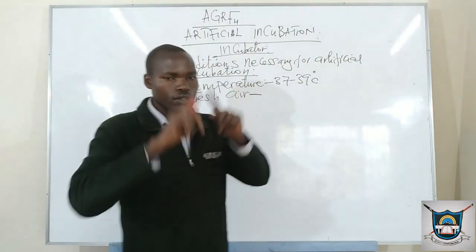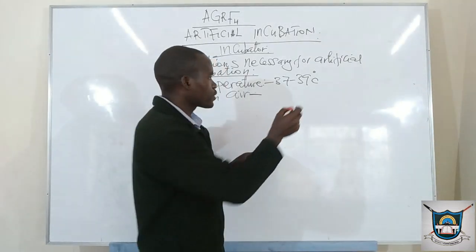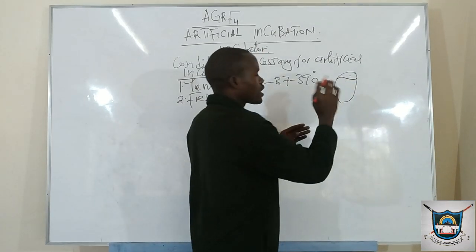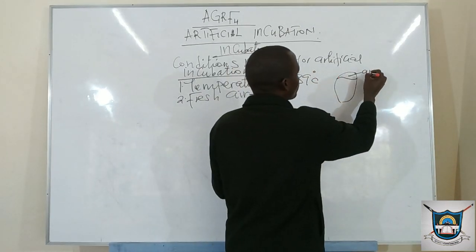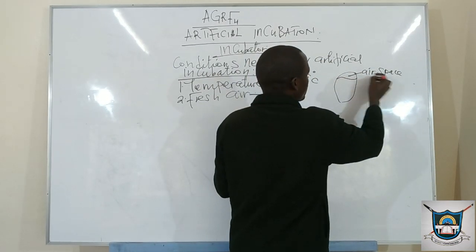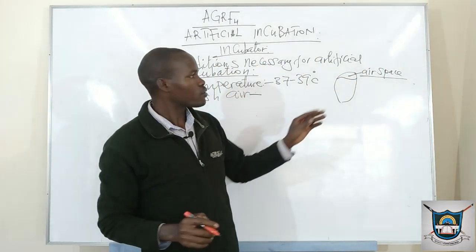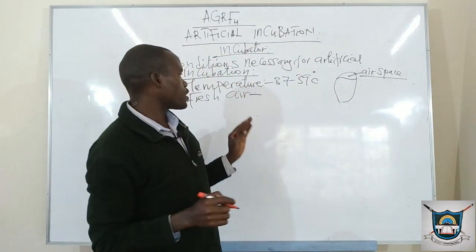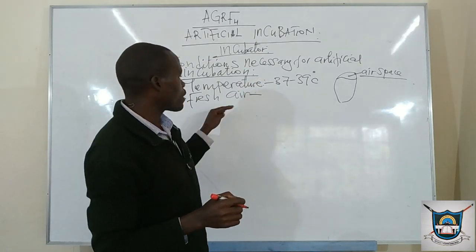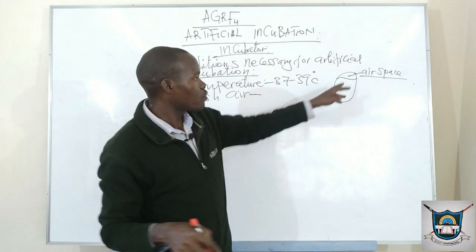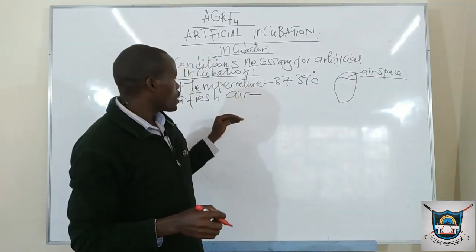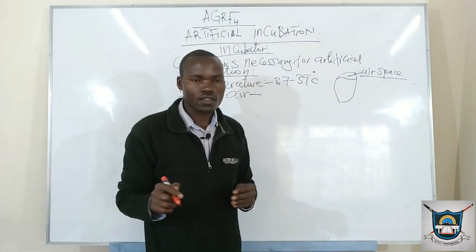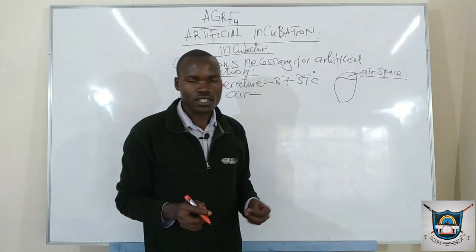Fresh air. If you can remember when we were drawing the diagram of an egg, for instance, this is an egg. You remember at the broad side of the egg, we had a part we used to call the air space. Remember, we said the air space is to enable the exchange of gases within an egg. For the chick to develop, there must be fresh air getting inside through this part. Within the egg, the carbon dioxide, which is an excretory gas from the developing chick, is going to get out, and then oxygen gets inside.